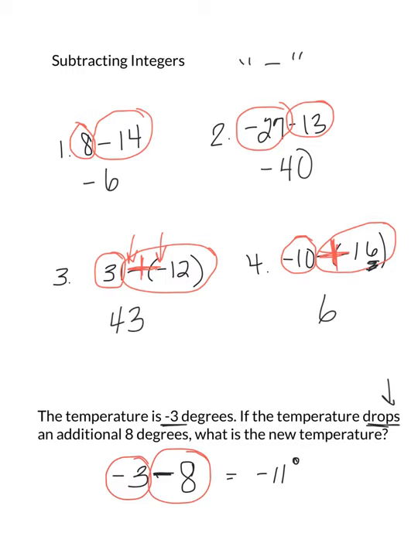So when subtracting integers, circle your terms and put your terms together. Don't think of it as minus. Think of it as being that negative 14 or that negative 12 or that negative 8 that falls in the back, and just put those two terms together.